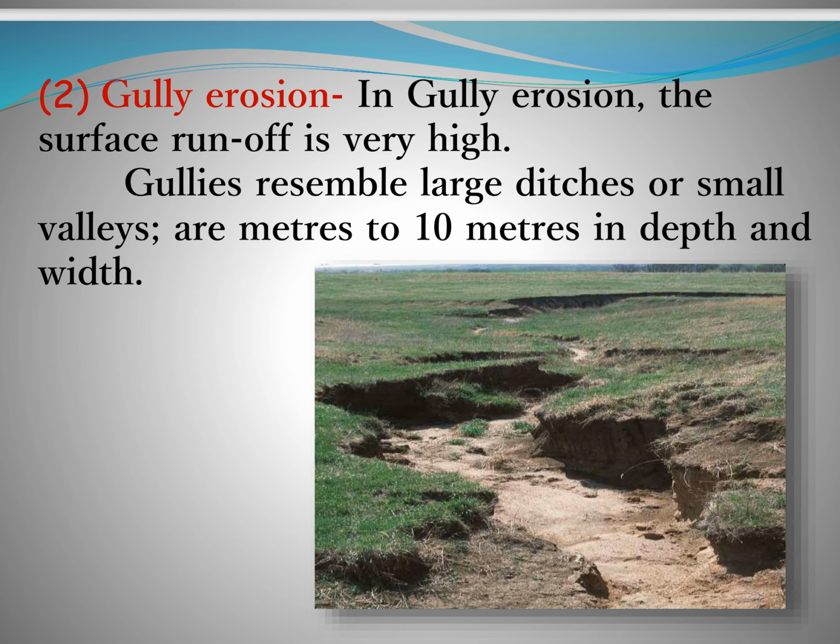The second type is gully erosion. In gully erosion, the surface runoff is very high, resulting in the formation of gullies. Gullies, as you can see in this picture, resemble large ditches or small valleys, and are less than 10 meters in depth and width.